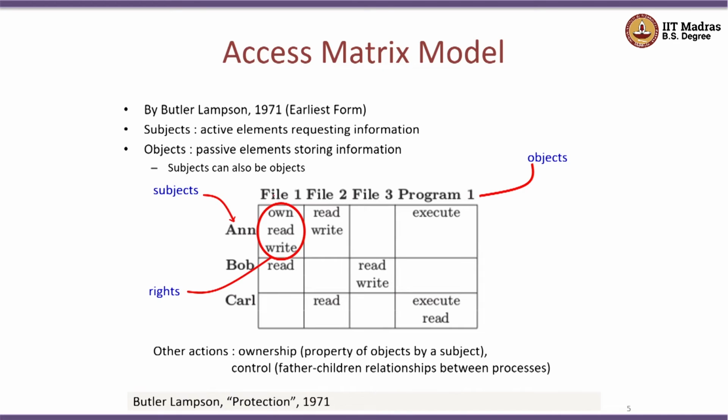And based on the particular file and the cell in this row corresponding to Anne, she can essentially perform certain operations on these files and is limited by this set of operations, right? So ownership, read, write and execute are the fundamental operations that can be present. In addition to that, there are some other variants as well, like control transfer, so relationships between the father and son, or father and children. For example, between a parent process and child process, and so on.